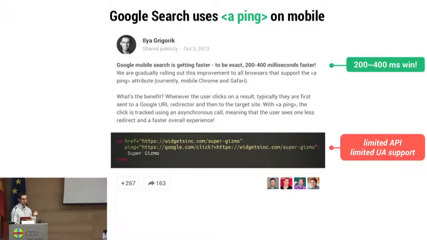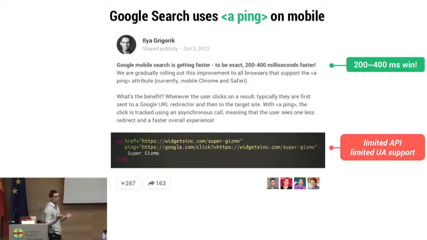And ping, if you're not familiar with, allows you to specify a URL that fires in parallel. So when you click, your browser starts navigating to the destination, and in parallel it fires just a request to another server that says, you told me to notify you when the user clicks, so here's a notification. This turns out to save about 200 to 400 milliseconds per click, which is a huge savings, right? And this is something that's really good. But the problem is it's kind of limited.